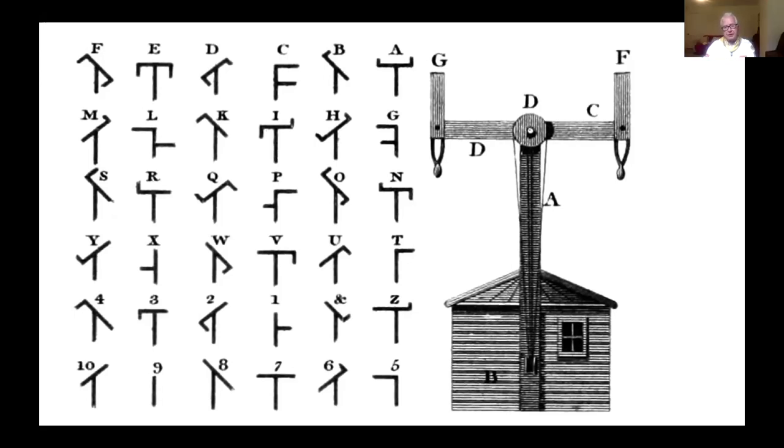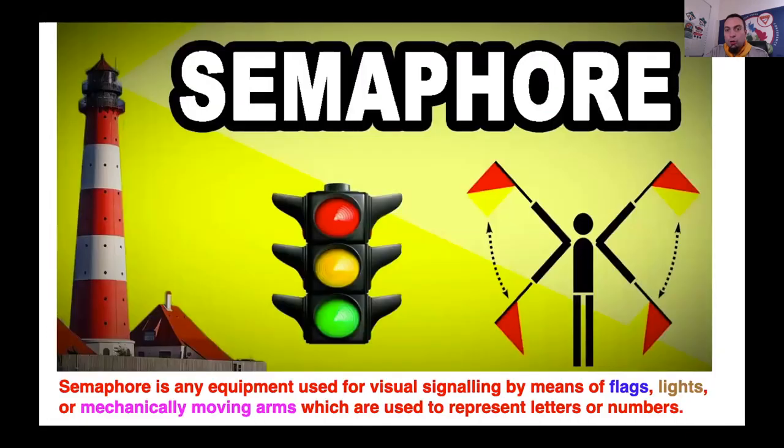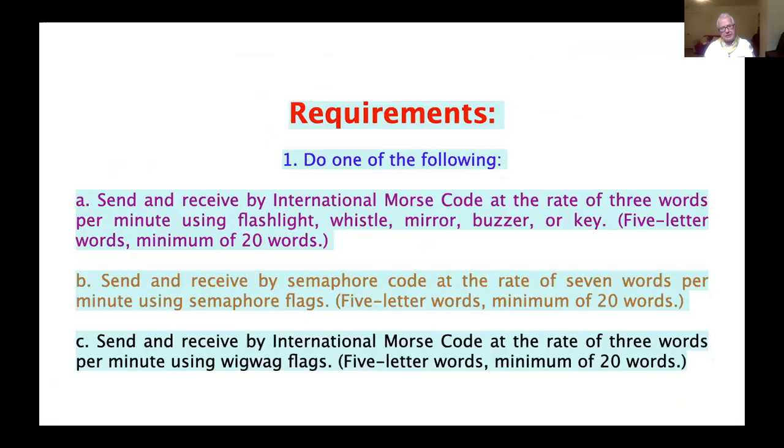Okay. Can we go back? No need. It just says, here it is: send and receive a semaphore code at the rate of 7 words per minute using semaphore flags. That's one way you can achieve your honor. The other one is send and receive international Morse code at the rate of 3 words per minute using waving flags. So you can see these are the requirements. And of course, there is no worksheet.